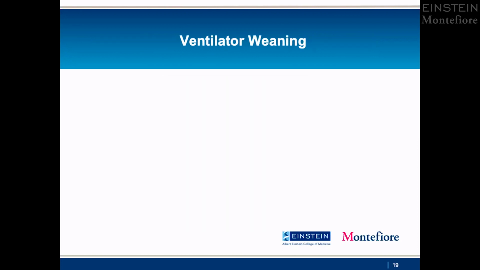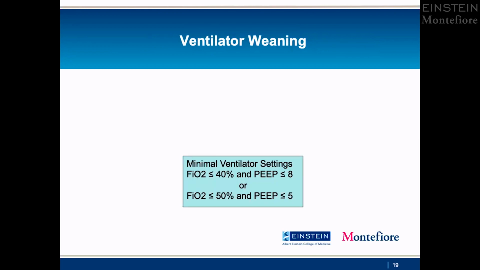Lastly, I wanted to touch upon ventilator weaning. The goal is to wean to settings that provide minimal ventilator support. We typically think of FiO2 less than 40% and PEEP less than 8, or FiO2 less than 50% and PEEP less than 5 as minimal vent settings.